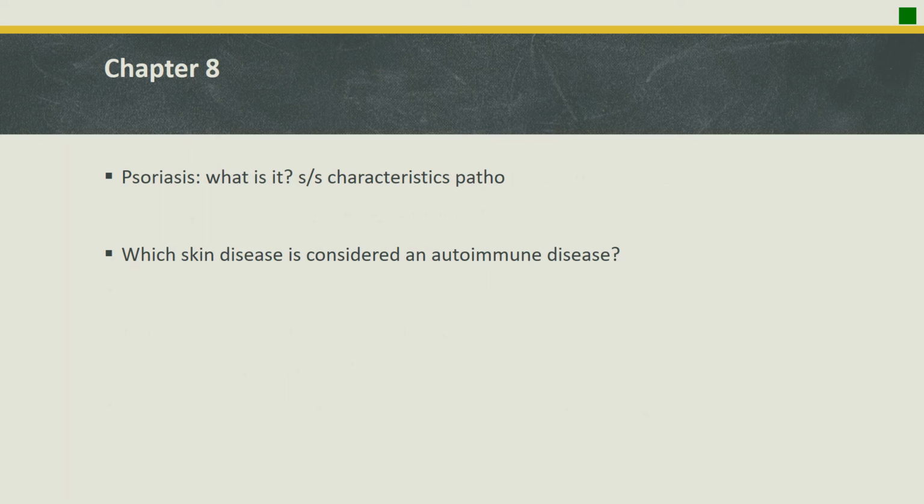Chapter 8 is short and sweet when it comes to your final. What is psoriasis? What are the characteristics? Why do they have those characteristic issues with their skin? What causes the skin changes that occur with that disease? And then look to see there's a skin disease that is considered an autoimmune disease. What is that? What does it look like? What are the signs and symptoms of that?